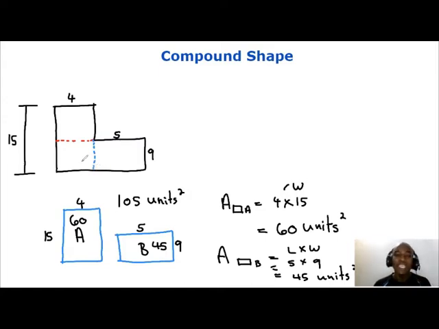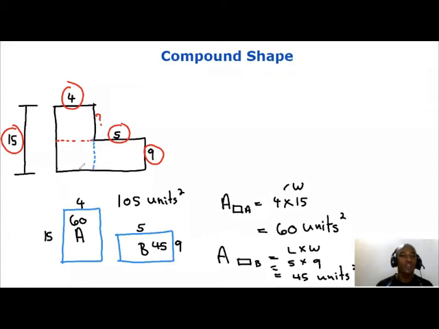Let's see if we have 6 dimensions. So here we have 1, 2, 3, 4 dimensions that were given. We are missing this one here, and we are missing this one here. But mind you, we could work it out. We could do the maths. How do we find it?